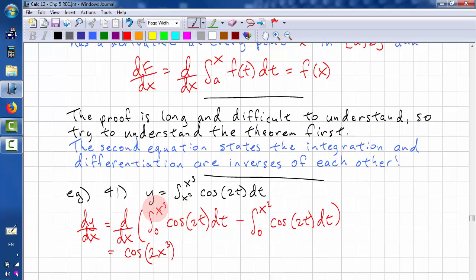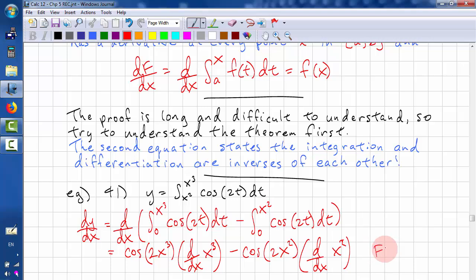And because this is not just a plain x, we have to do the chain rule. So we're doing d/dx of x cubed, minus cos 2, and we're substituting x squared for t this time. And we have to do the derivative again, d/dx of x squared. And this is using the fundamental theorem of calculus, part 1, twice.